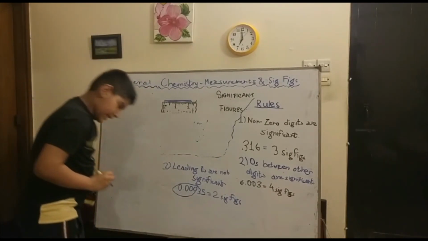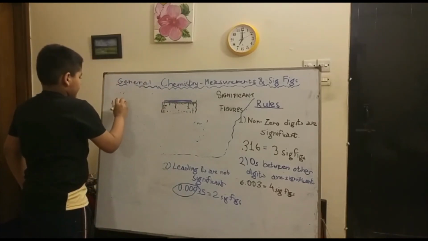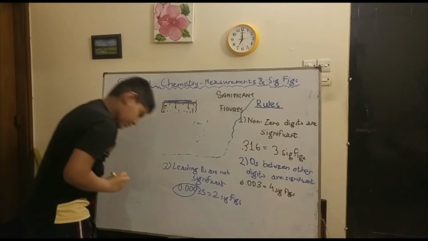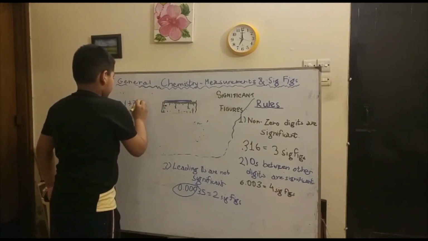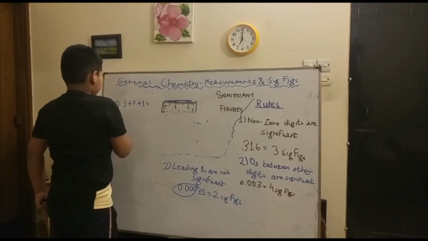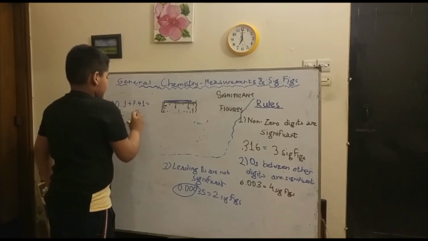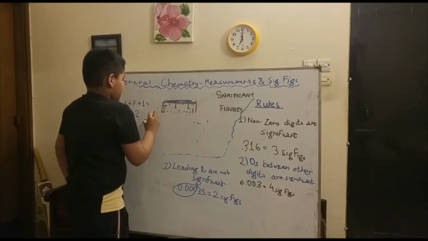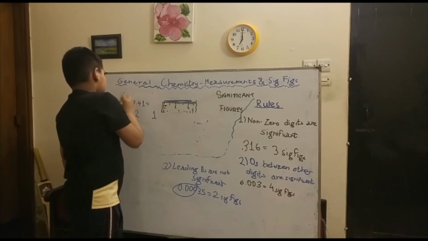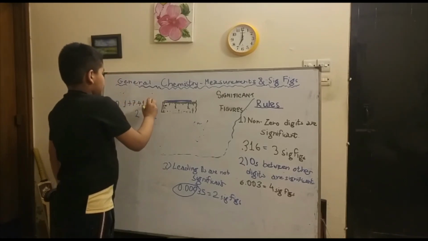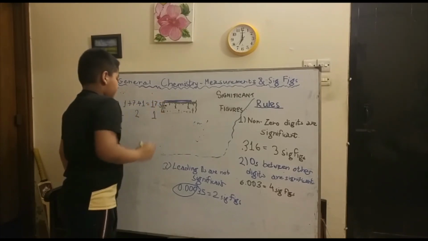While adding or subtracting numbers, we need to use the fewest decimal places. This has 1 decimal place, this has 2 decimal places, so the fewest is 1, so this would be 17.51, but we will write it as 17.5.